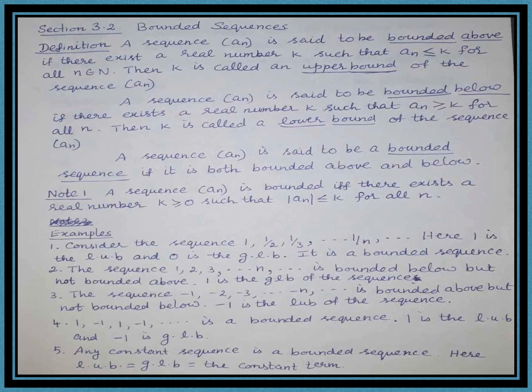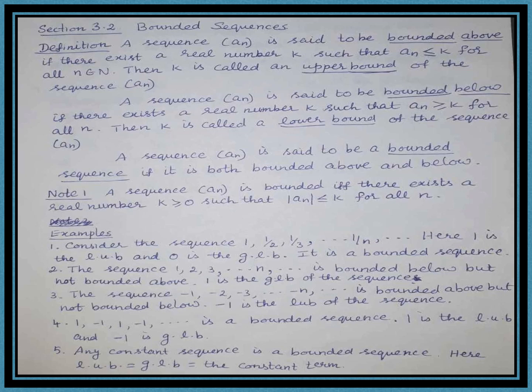And now let us consider the sequence 1, 2, 3, etc. All the values of the sequence are greater than or equal to 1, but we cannot find a real number k such that all the terms of the sequence are less than that particular value. Therefore, the sequence has lower bound 1. It has no upper bound. Therefore, it is bounded below but not bounded above.